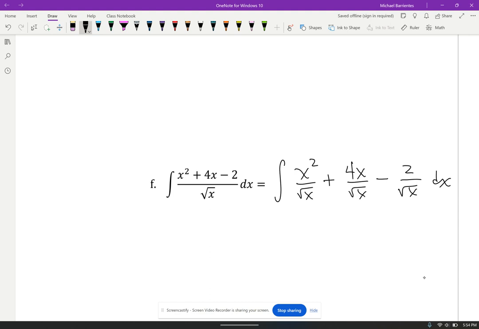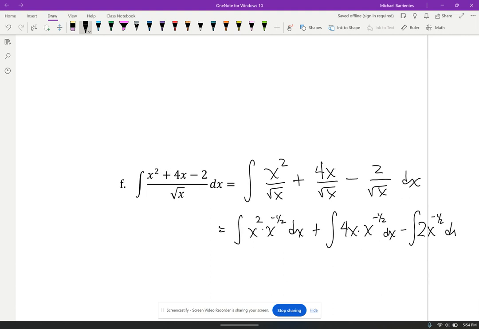If I'm dividing by one thing, that means I'm dividing everybody by that one thing. And now I'm going to try to simplify this as best as I can. Well, that means this will go to the numerator and it'll be x squared times x to the 1/2 dx plus the next one would be 4x times x to the negative 1/2. My bad, these should be negative 1/2 powers dx minus, and then the last one's going to be 2 times x to the negative 1/2 dx.